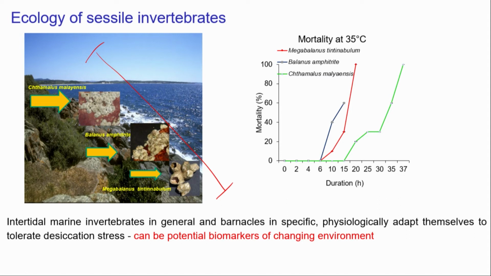That means they are exposed to the sun, they are not in the water column. And what is interesting to see is this green line, which belongs to the organism sitting at the top. That means the one at the top of the intertidal region survives for the longest duration. It means that it has some physiological adaptation to sustain itself in this zone. So they can be used as potential biomarkers for a changing environment, in simple terms, climate change.